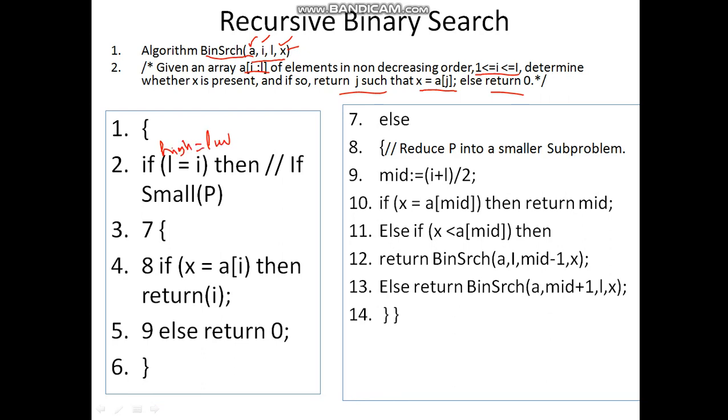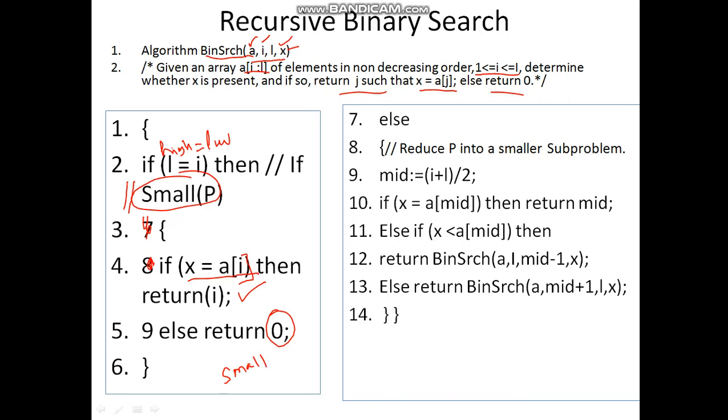So if high is equal to low, that means the high index is equal to the low index, so there is a single element. That means it is a small problem. This is a comment, this is inside the comment. Then these 7 and 8 are not there. Then we have to compare whether X is equal to that A[I]. If X is equal to A[I], return I as the index, otherwise return 0. This is when the problem is small.